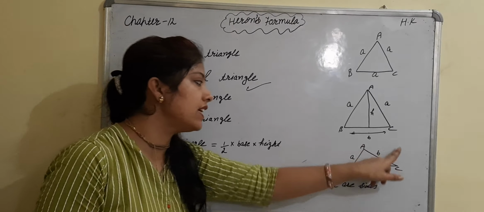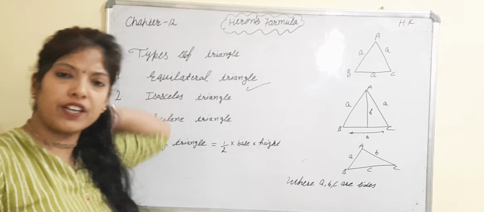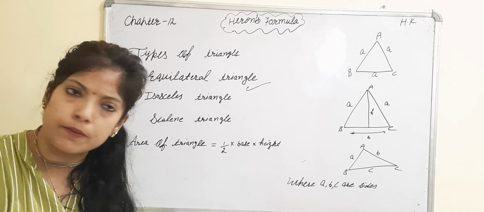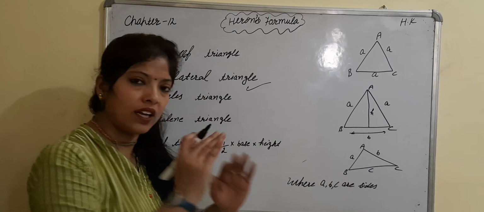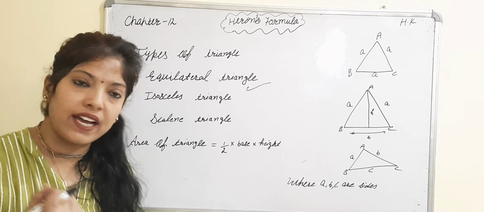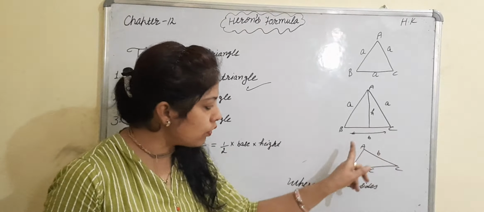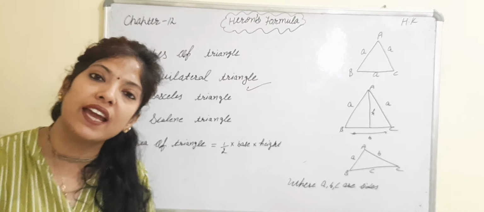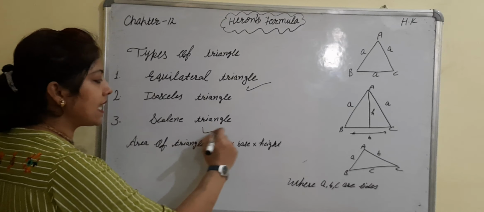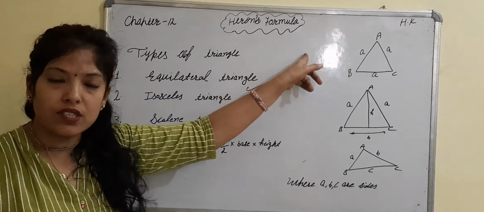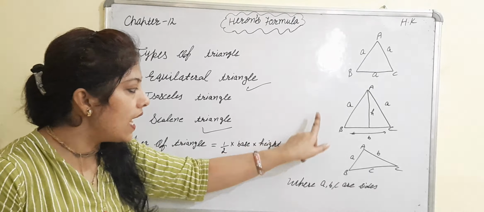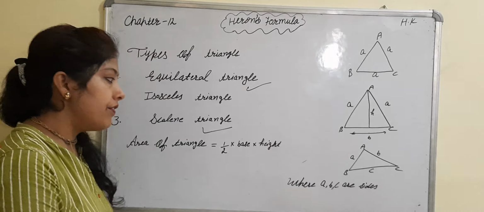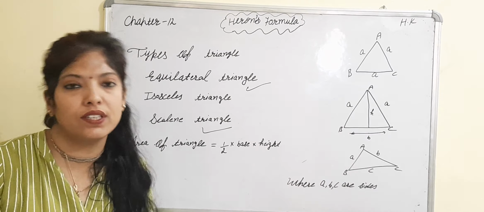And if all three sides are different, for example one is 2, another is 4, another is 6, the sides are not in the same position, because according to the angle the side may go anywhere. This triangle is called a scalene triangle. Equilateral triangle, isosceles triangle and scalene triangle, where ABC are the sides of the triangle.